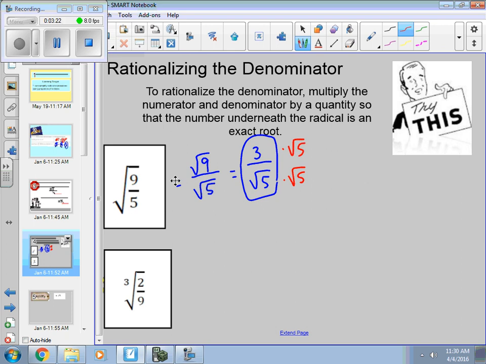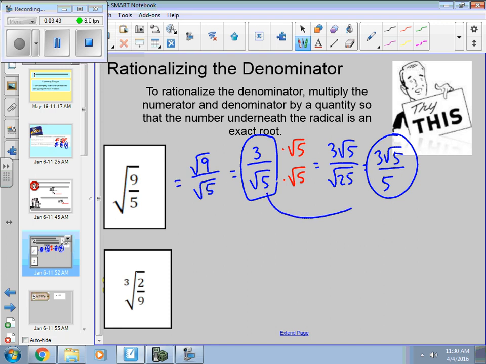So this will end up then equaling 3 square root of 5 over, on the bottom we've got square root of 5 times square root of 5, that's the same as square root of 25, and we know the square root of 25 ends up equaling 5. So this is the same answer, just with a rationalized denominator. So if all your answer choices didn't have a square root in the bottom, then you'd want to rationalize it, and I'm sure that answer would be there.